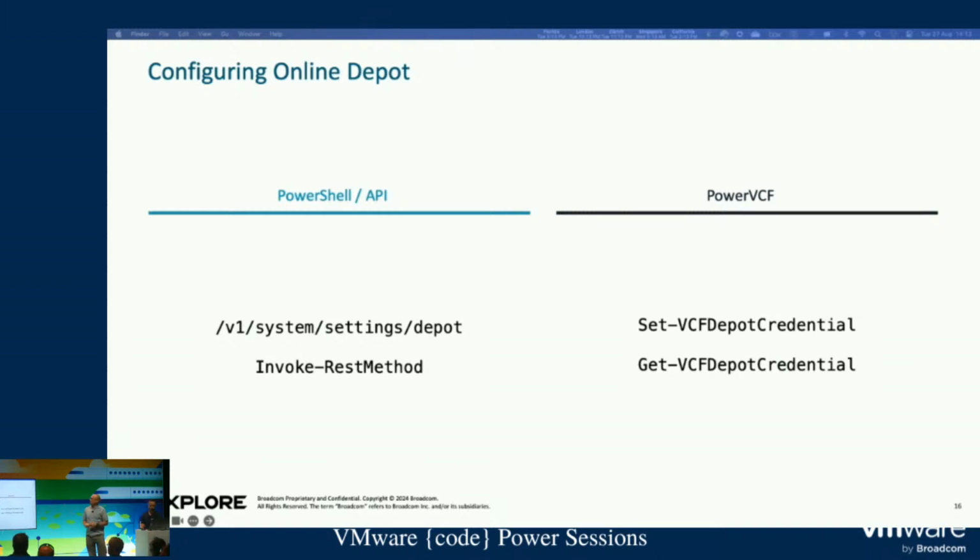So another thing is the online depot. So that is configuring it so that it can talk to the VMware depot to pull down patches. So normally you can go into the UI and do it, but what we're talking about is being able to automate all of those steps that then gets you to that final outcome without you having to do it all manually. So on here, we're doing the depot command, and then you can see inside PowerVCF, you've got the ability to set it and then report back on it as well.